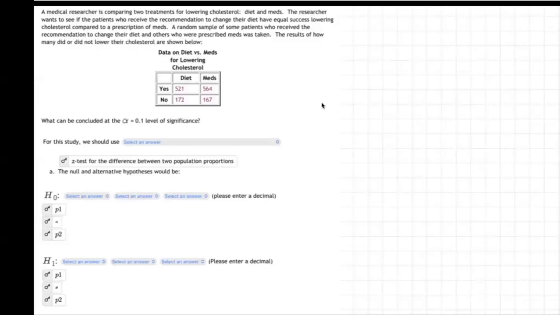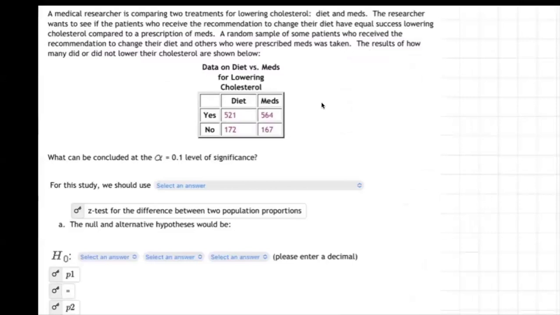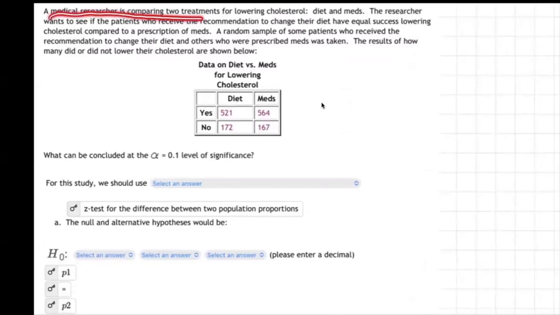Okay, so this question says, let me make it a little bigger for you there. A medical researcher is comparing two treatments for lowering cholesterol, diet and meds. So it's one of the classic kinds of questions. What works better to lower your cholesterol? Is it diet or medications?